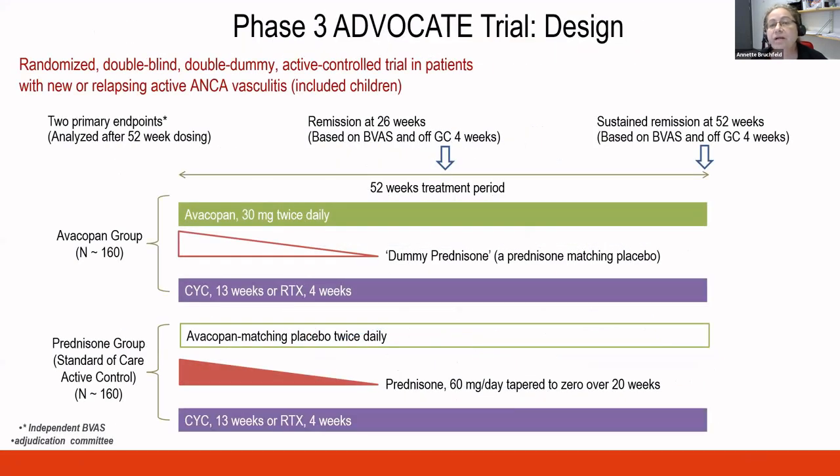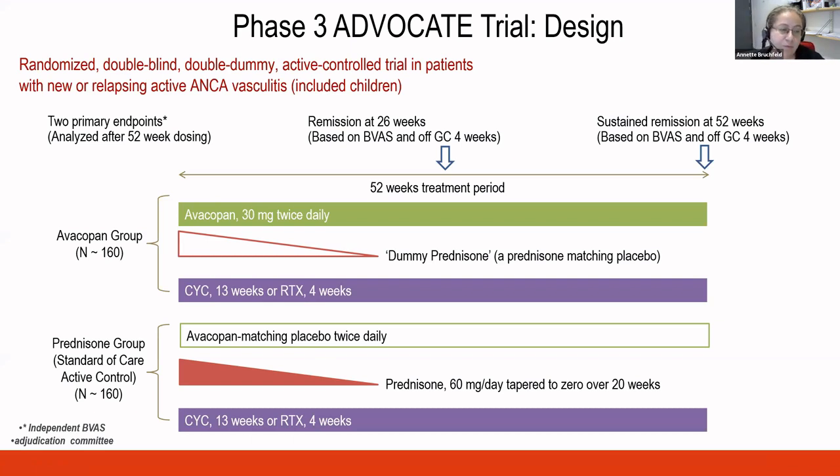This phase 3 ADVOCATE trial was conducted multi-center on several continents. It was a randomized, double-blind, double-dummy, active-controlled trial in patients with new or relapsing active ANCA-associated vasculitis. This trial also included children, which is very unusual for a vasculitis trial. There were two primary endpoints. One was remission at 26 weeks, based on a BVAS of 0, and the patient had to be off glucocorticoids for 4 weeks. And then sustained remission at 52 weeks.